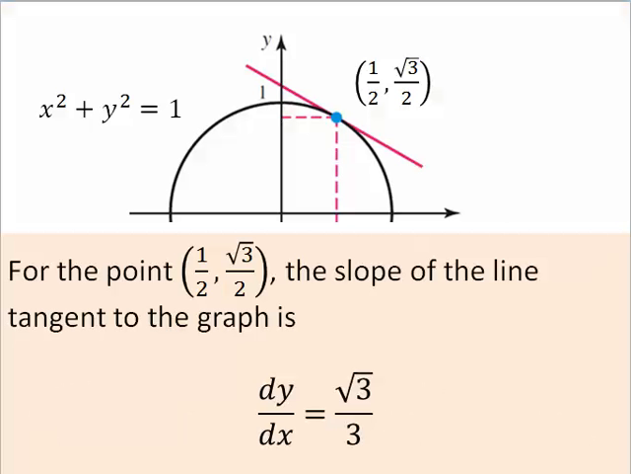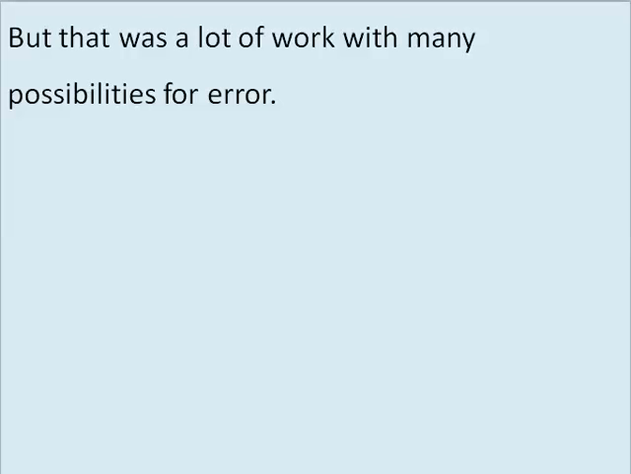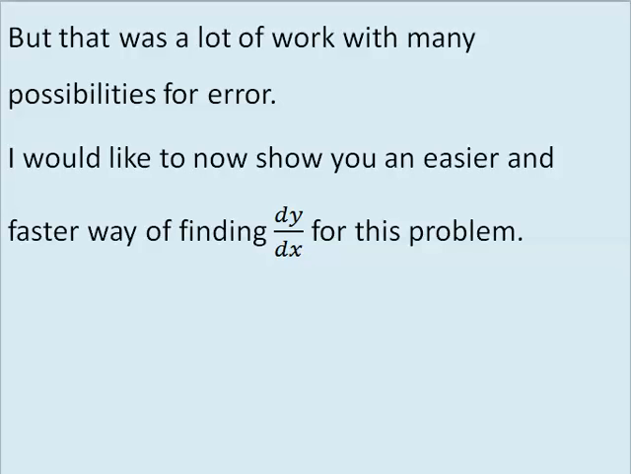All right, so for the point 1/2, radical 3 over 2, the slope of the line tangent to the graph is radical 3 over 3. It can also be written as 1 over radical 3. But that was a lot of work, and there were many possibilities for error. I would like to now show you an easier and faster way of finding dy dx for this problem.